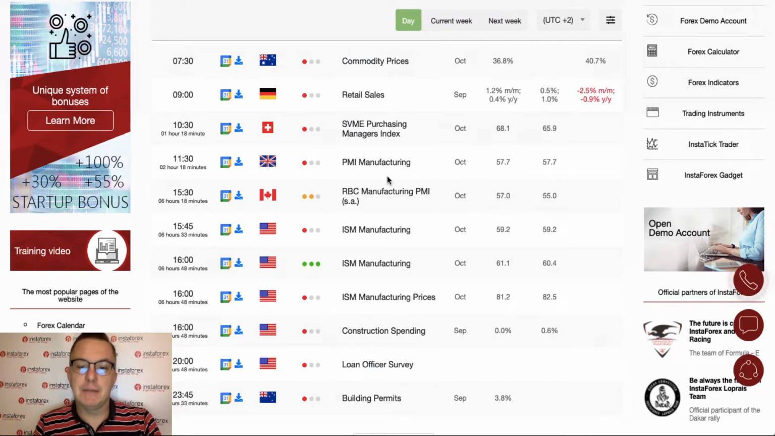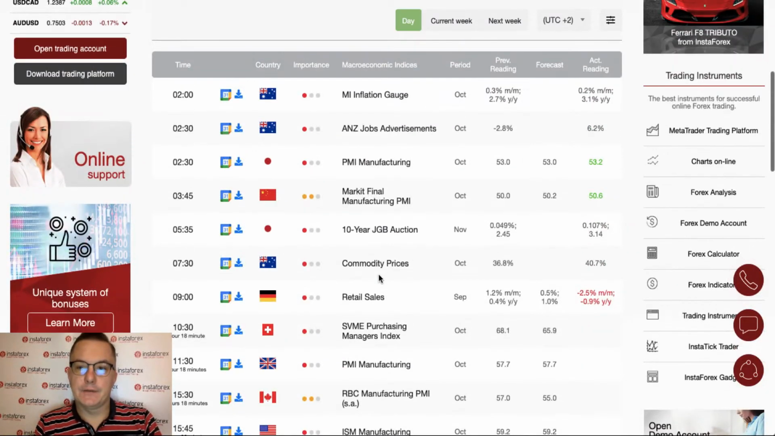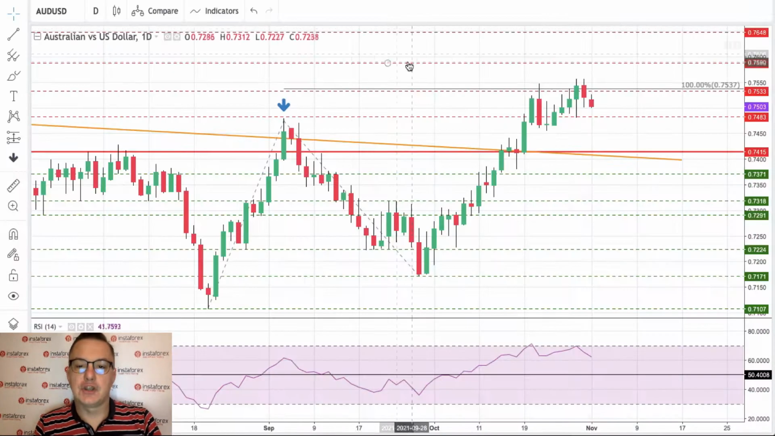We got PMI manufacturing data from the UK scheduled for release at 11:30, and then during the New York session we have a manufacturing PMI from Canada scheduled for release at 3:30, and then we got, of course, ISM manufacturing data scheduled for release at 4 p.m. So this is the calendar for today. Let's take a look at some charts.